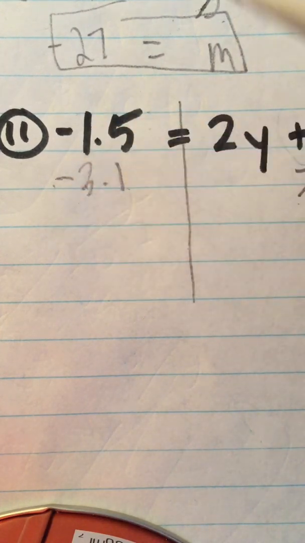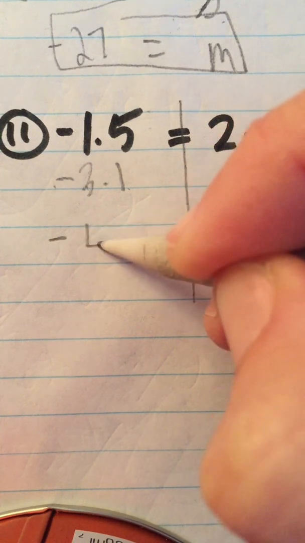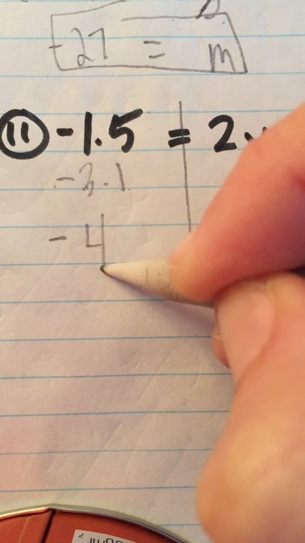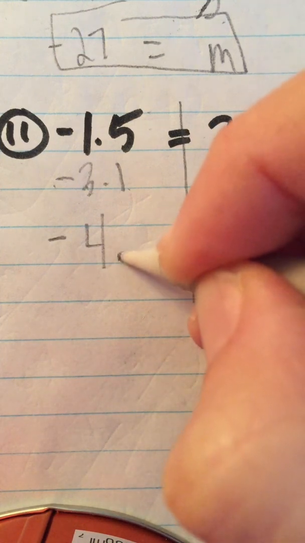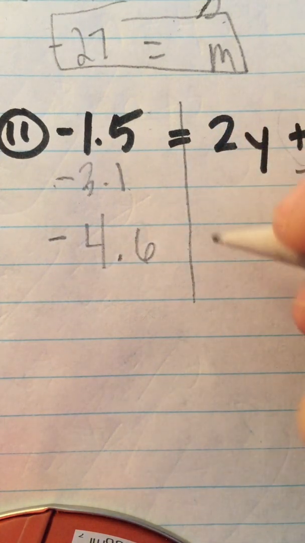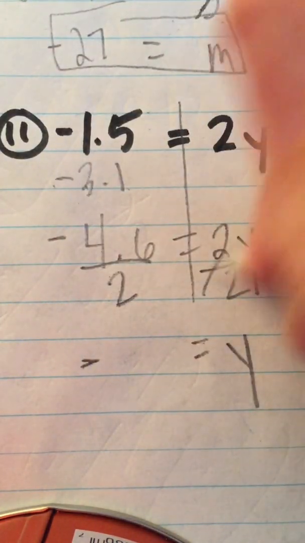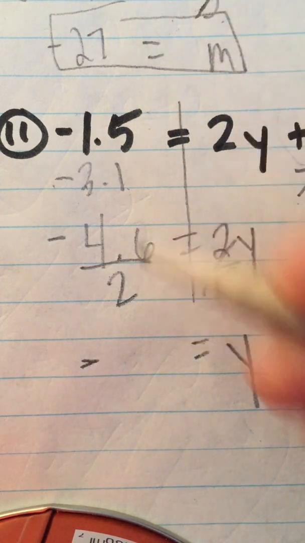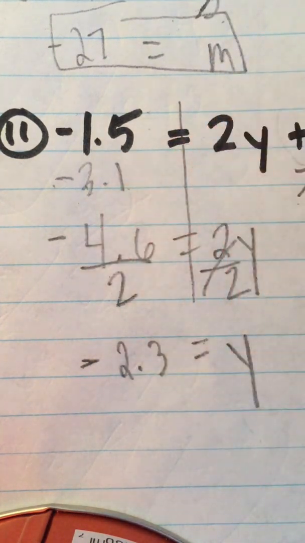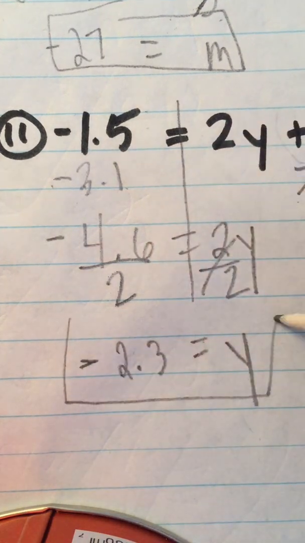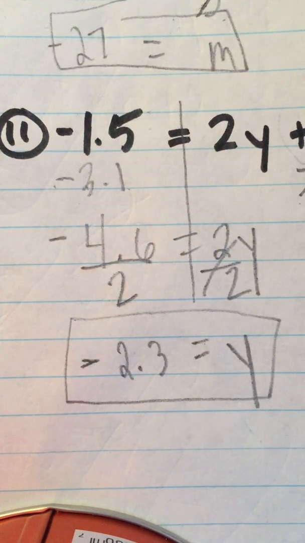Okay, so this is negative 1.5 plus a negative 3.1, which would be a negative 4.6 equals 2y. Okay, so now I'm going to divide both sides by 2. I know it's going to be a negative. Okay, and this is going to be a negative 2.3. All right, we're almost there.